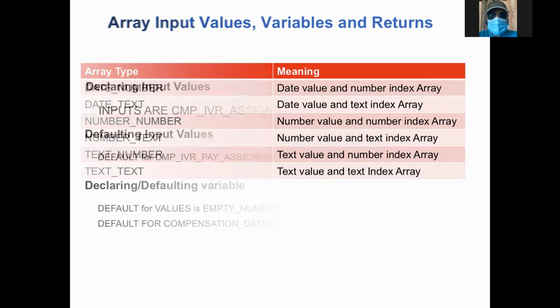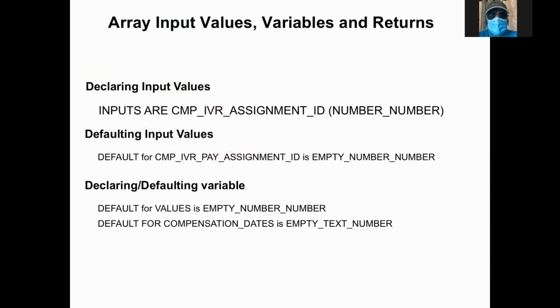Okay. Now, how are the input variables declared or defaulted? For the input variable, you say inputs, then the input value, and then you say what its type is, whether number, or text number, or number text. That is how you basically declare it.